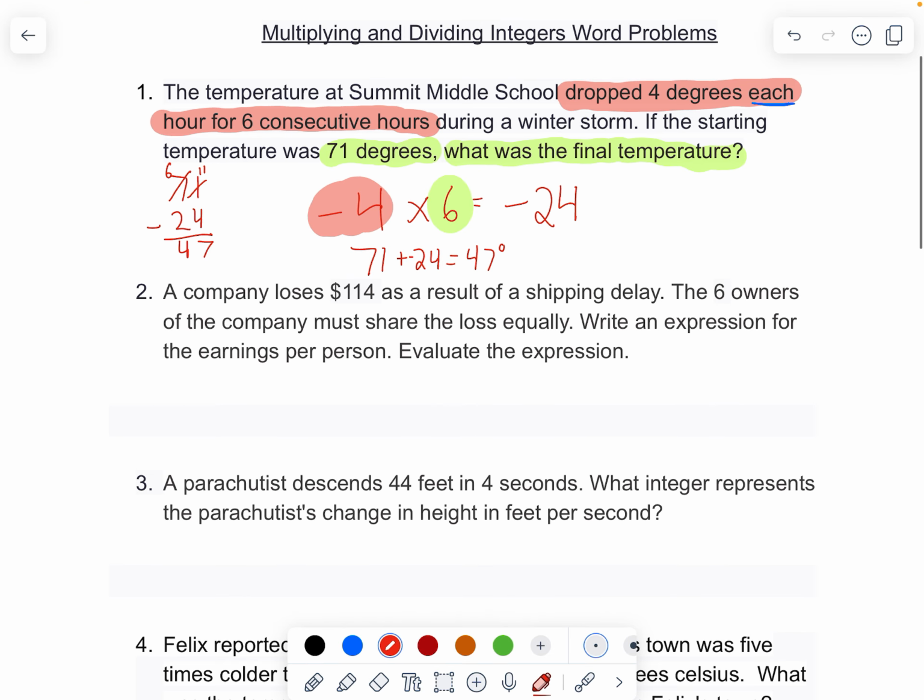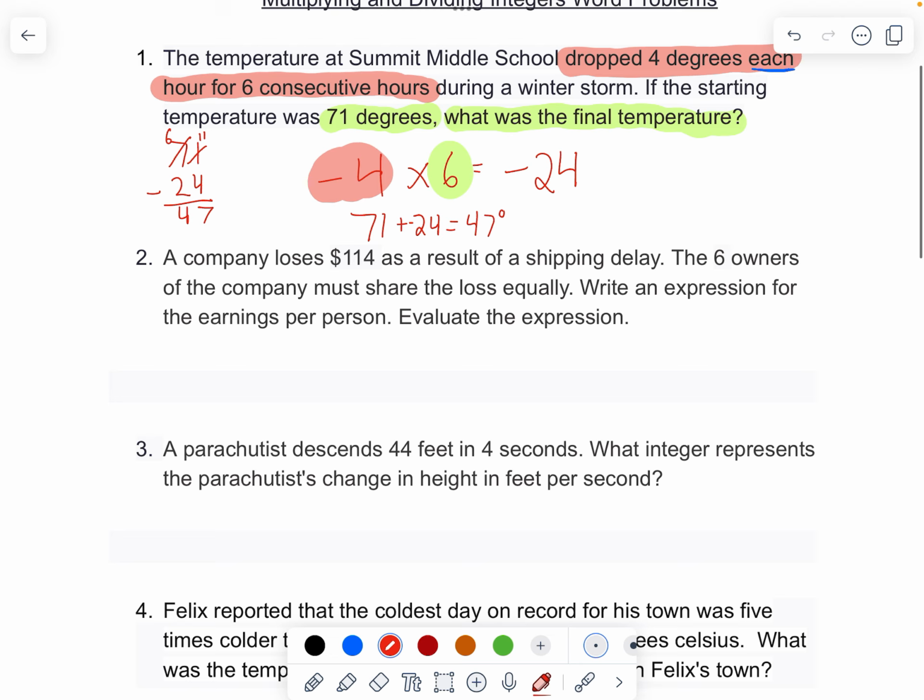I'll go ahead and do one more with you, and then I'll have you pause the video and do the next two on your own. A company loses $114 as a result of a shipping delay. The 6 owners of the company must share the loss equally. Write an expression for the earnings per person and evaluate the expression.